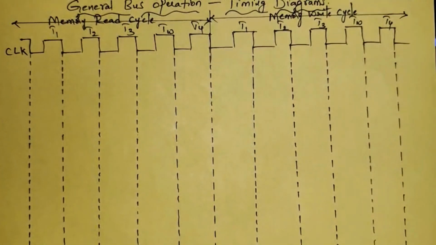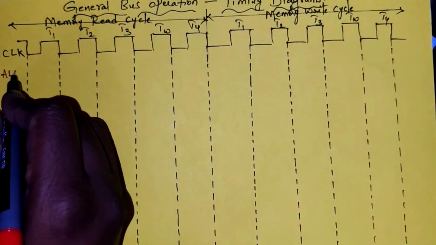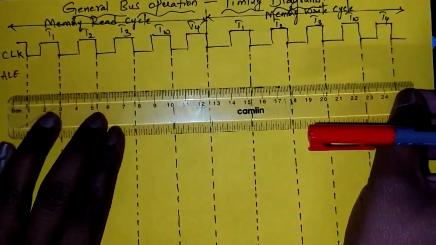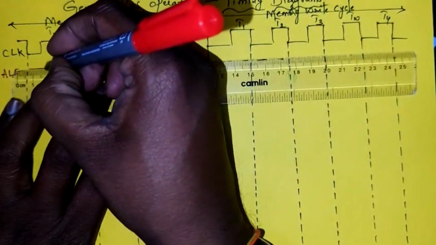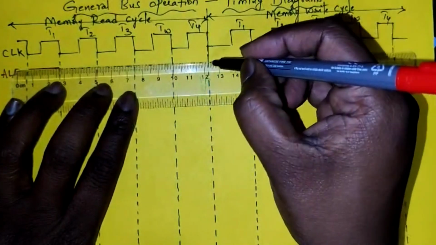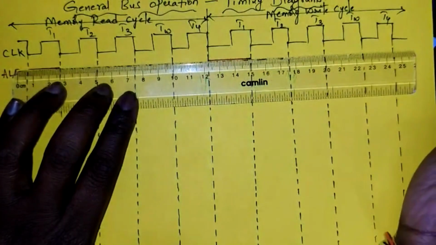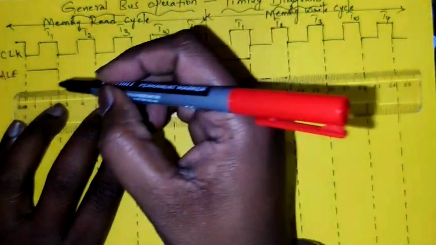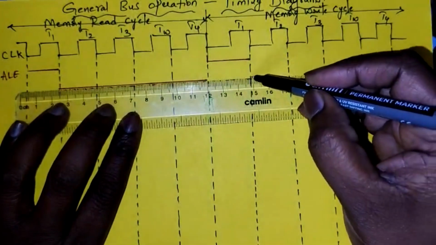Now we will see the first timing diagram, that is ALE. ALE means address latch enable. Address latch enable is active during the T1 cycle only. ALE is active during T1 clock cycle for both read operation as well as for write operation. In the remaining all clock cycles it is inactive.